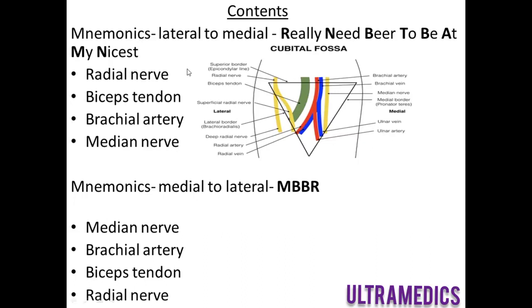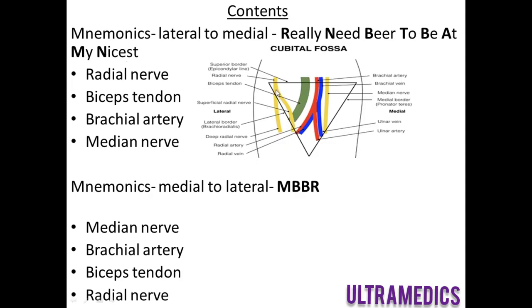The contents of the cubital fossa are the radial nerve, biceps tendon, brachial artery, and median nerve. There is a mnemonic here to remember it. From lateral to medial, really need beer to be at my nicest. R, radial, N, nerve. Then B, biceps, T, tendon. B, brachial, A, artery. M, median, N, nerve. This is radial nerve, biceps tendon, brachial artery, and median nerve.